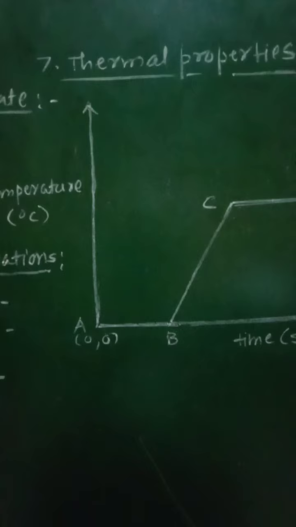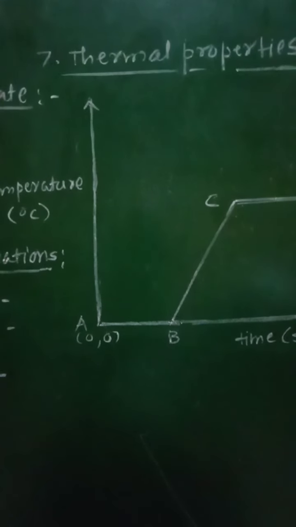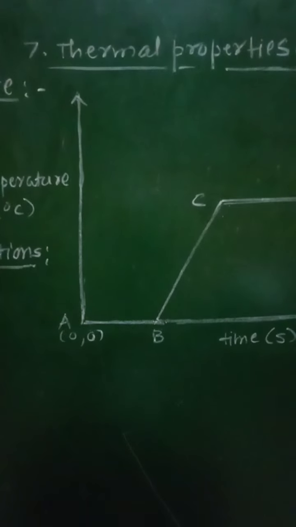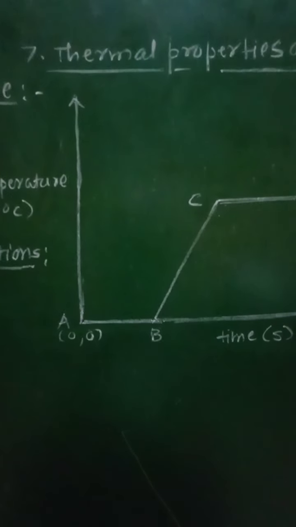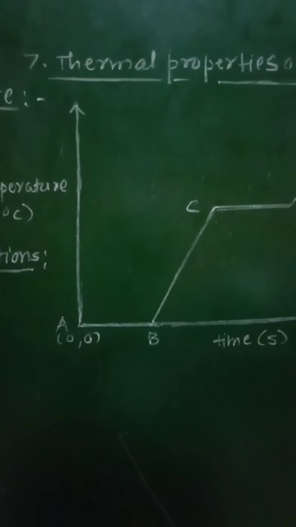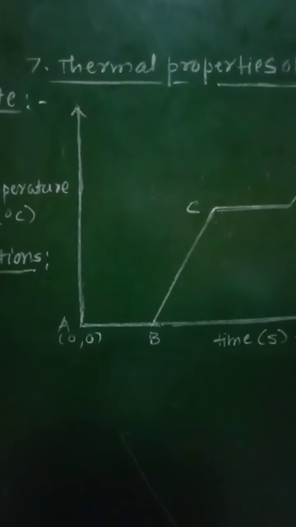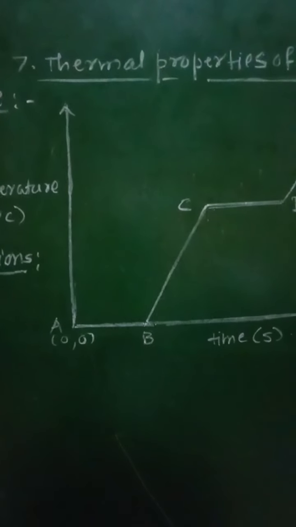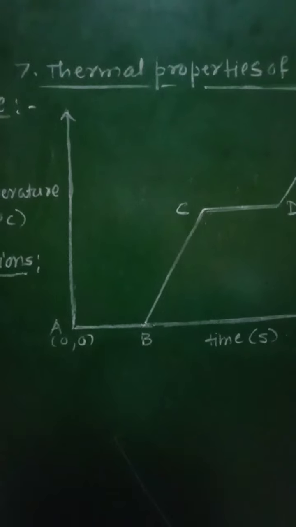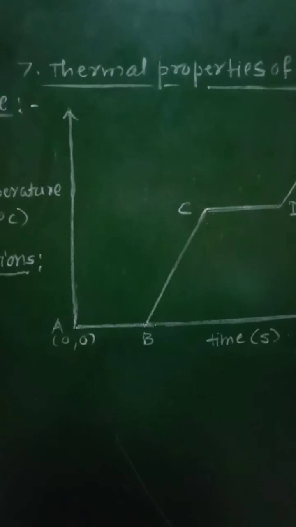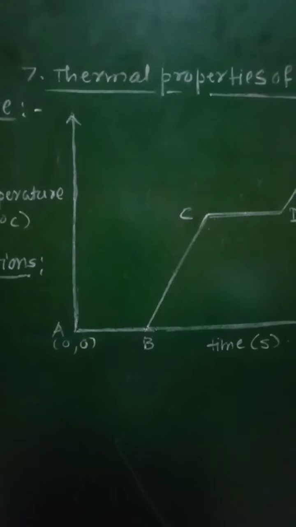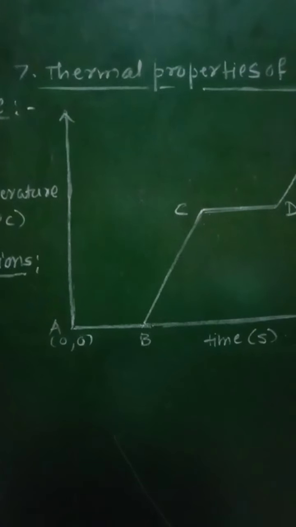Now for this portion from A to B, the observations are stated as: first, the change of state from solid to liquid is called melting, and from liquid to solid is called solidification. The change of state from solid state to liquid state is called melting, and from liquid state to solid state is called solidification.